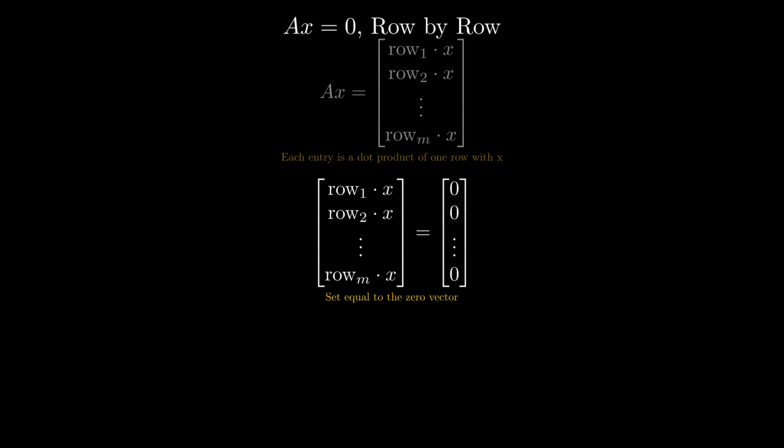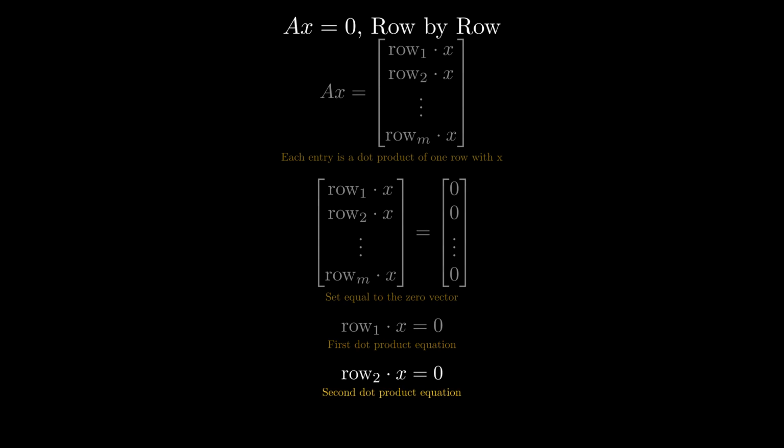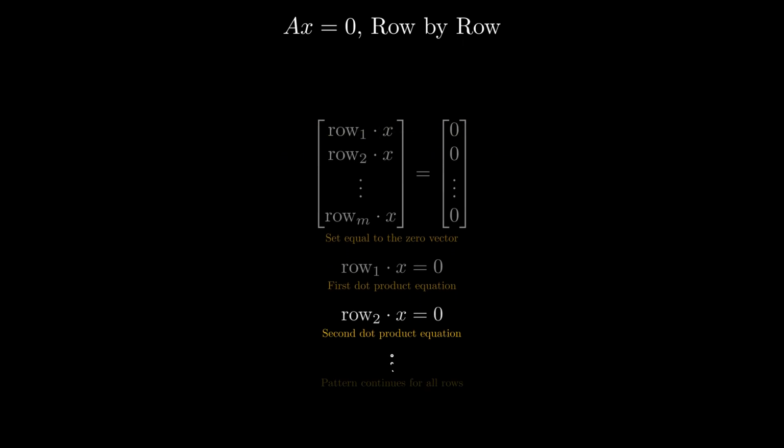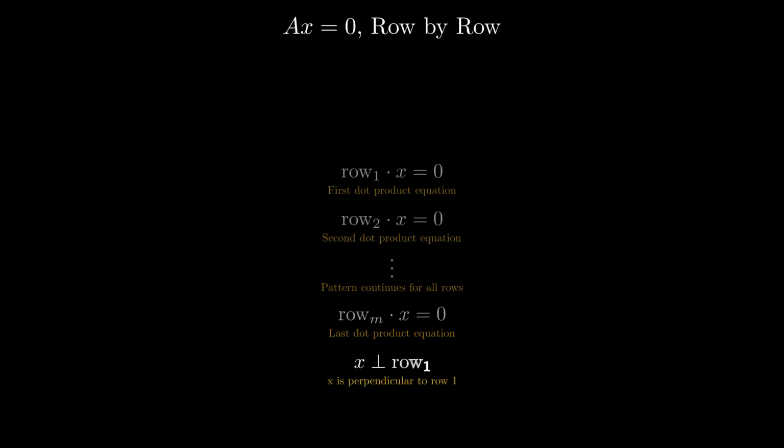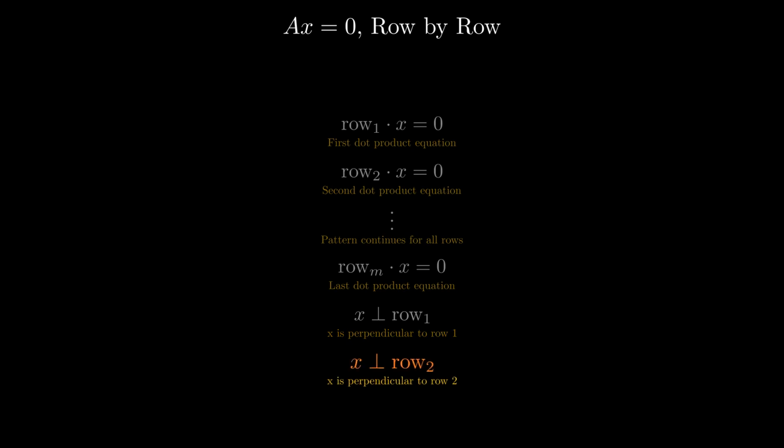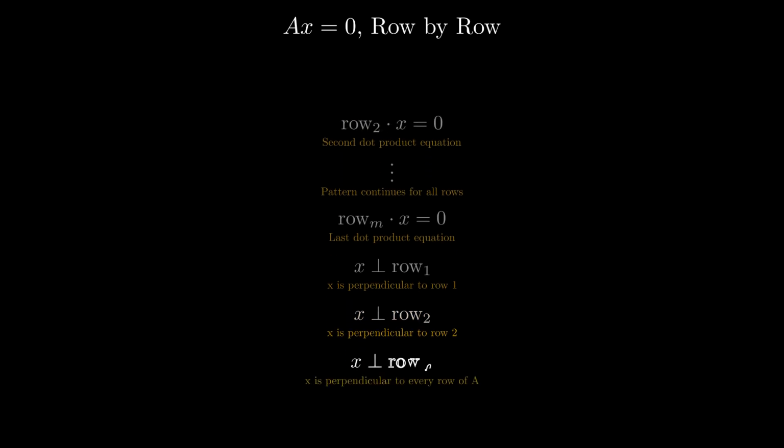So the equation AX equals the 0 vector is really a system of dot product equations. Row 1.x equals 0, row 2.x equals 0, and so on, all the way to row m.x equals 0. Now here's the geometric insight. Each of these equations says that x is perpendicular to that particular row: x is perpendicular to row 1, x is perpendicular to row 2, x is perpendicular to every row of A.